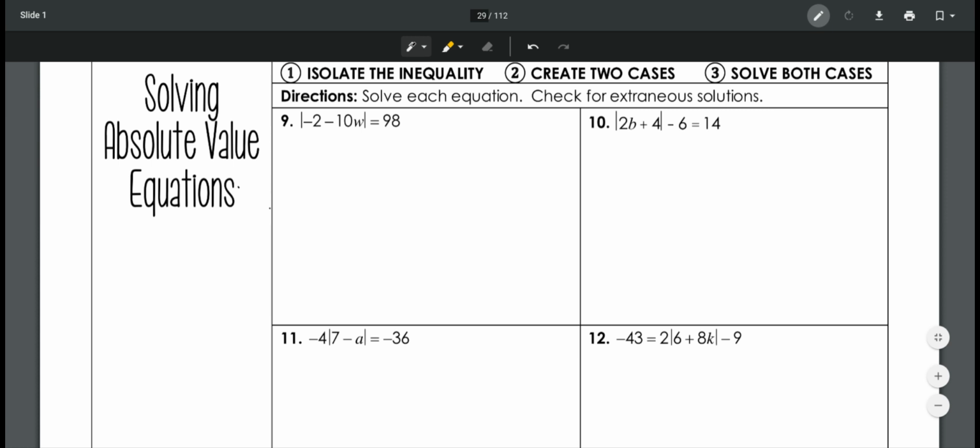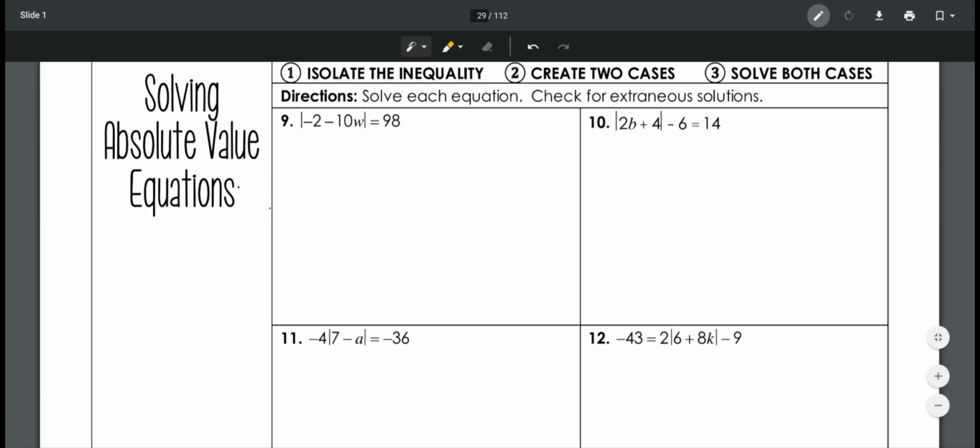So it is very important that you always check your answers, because if you can have up to two answers, you could possibly end up with one answer. You could possibly end up with no solution. So it's always a good idea to check those answers and make sure that they are valid to make the left side and the right side equal.